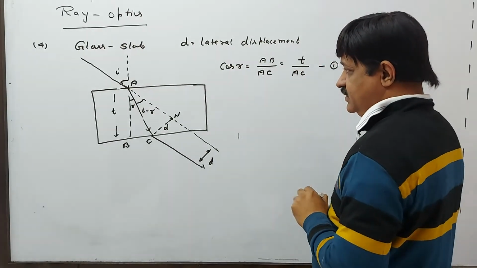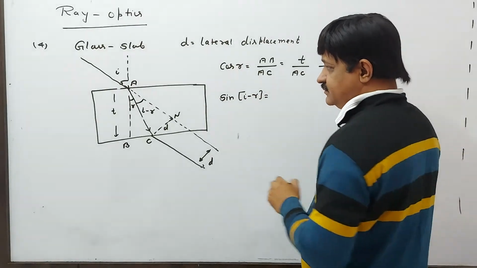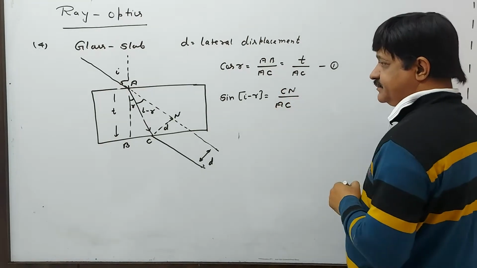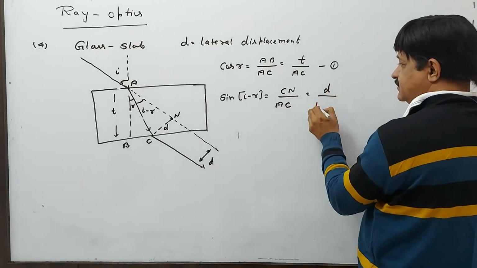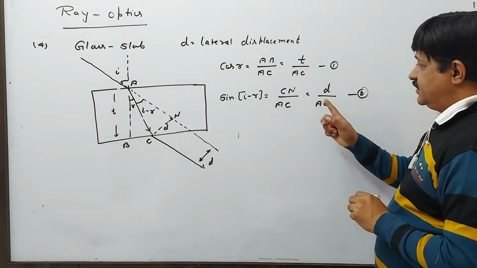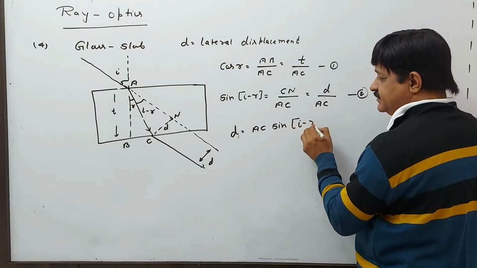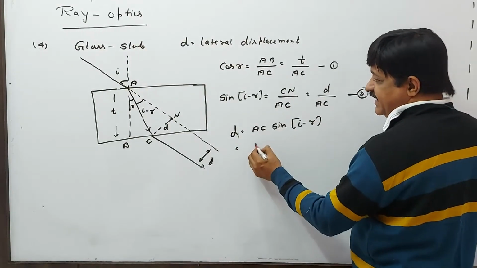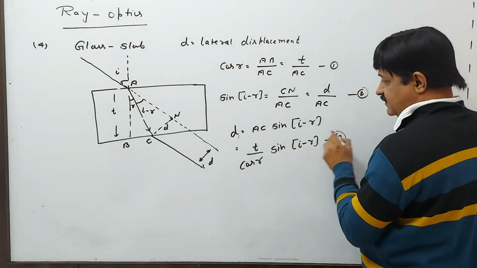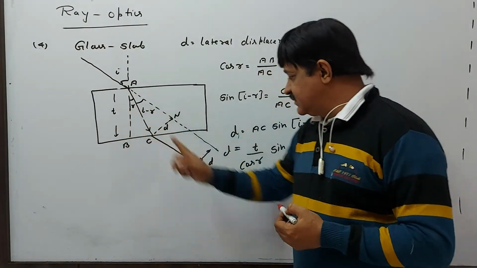Then we calculate sin of I minus R, which is perpendicular upon hypotenuse. Taking AC from here and placing it here, your D becomes AC sin I minus R. AC can be written as T upon cos R. This is the concept for lateral displacement: T upon cos R times sin I minus R.